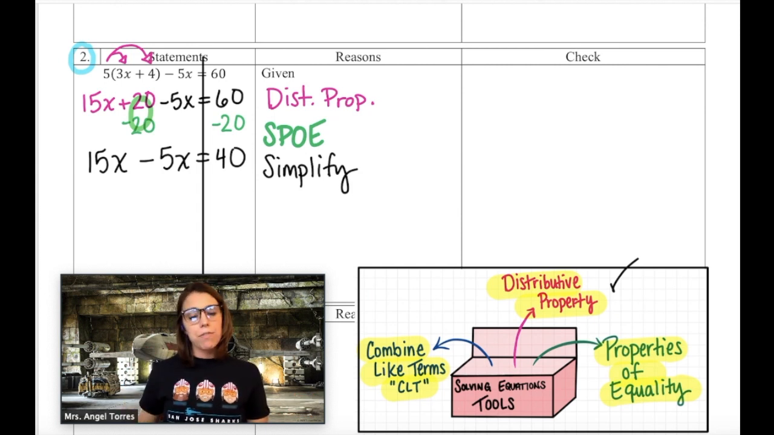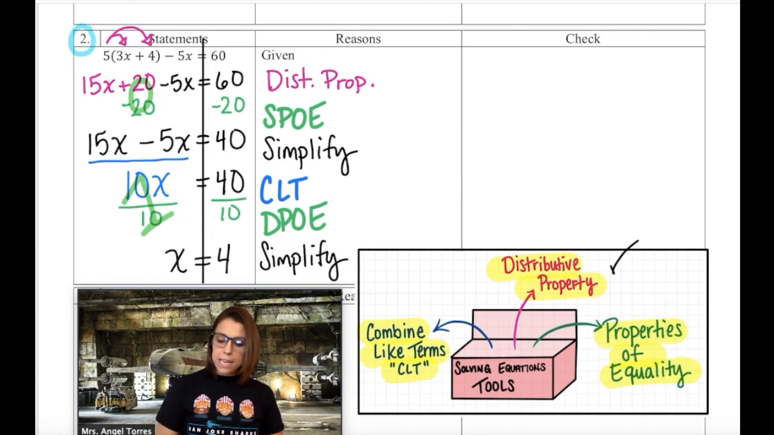Why don't you go ahead and finish solving this equation on your own now? Great. So to finish, I used my combining like terms tool. 15x minus 5x is 10x. Then I used my division property of equality to create a big 1, and I ended up with x equals 4. Let's go ahead and check.